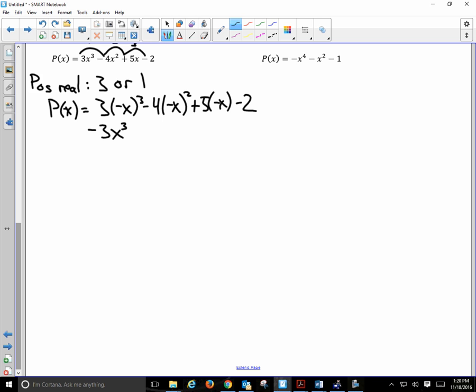How about the next one? A negative x squared will be x squared, then the minus 4 will make it minus 4x squared. Minus 5x. Very good. So the negative real solutions will be equal to the number of sign changes or less by a factor of 2. There are 0 sign changes.